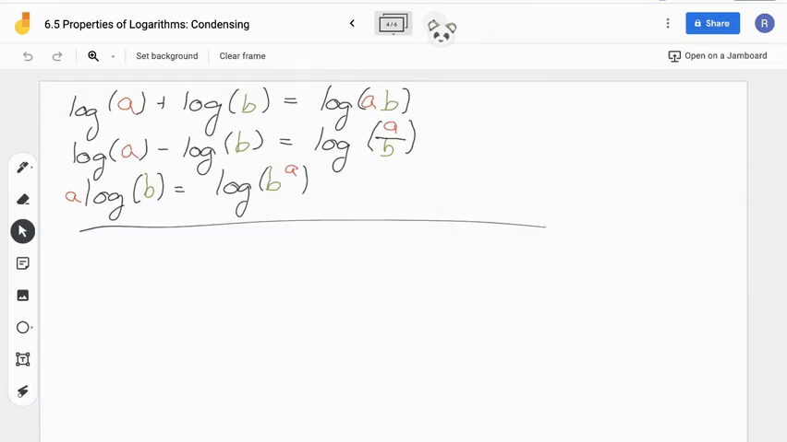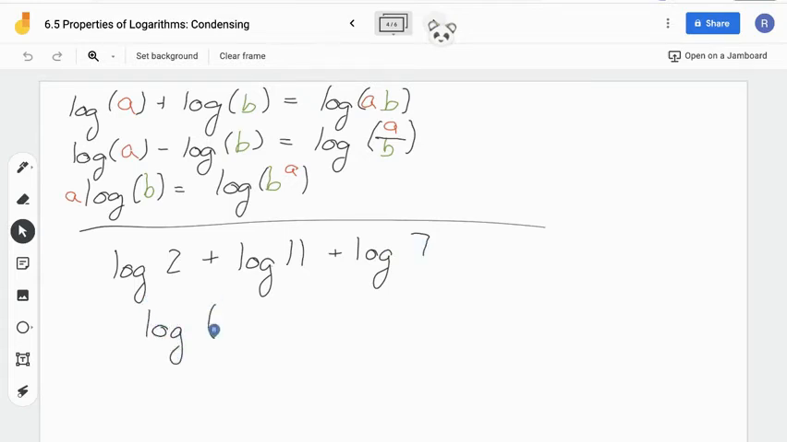What about log of 2 plus the log of 11 plus the log of 7? These are all addition, which means I can put them together in the same logarithm by multiplying them.